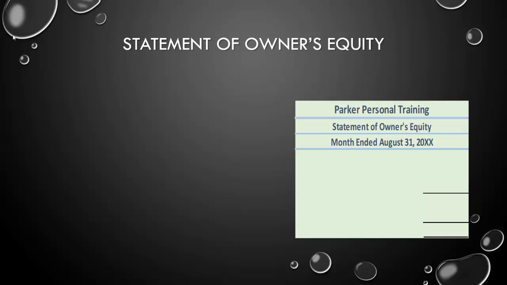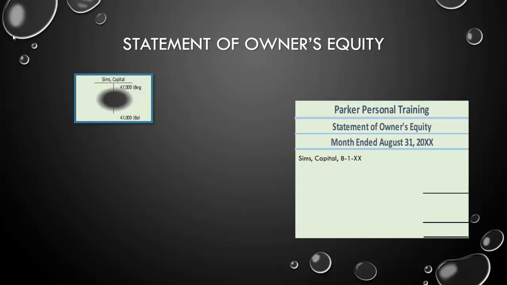So on a statement of owner's equity, the first thing that we're going to start with is our capital at the beginning of the period. We have Sims Capital. I'm assuming that Parker Personal Training's owner's name is Parker Sims. And Mr. Sims here had capital at the beginning of the period, which we can find by looking at Sims Capital's T account. The beginning balance here was $47,000, so we're going to bring it on over.